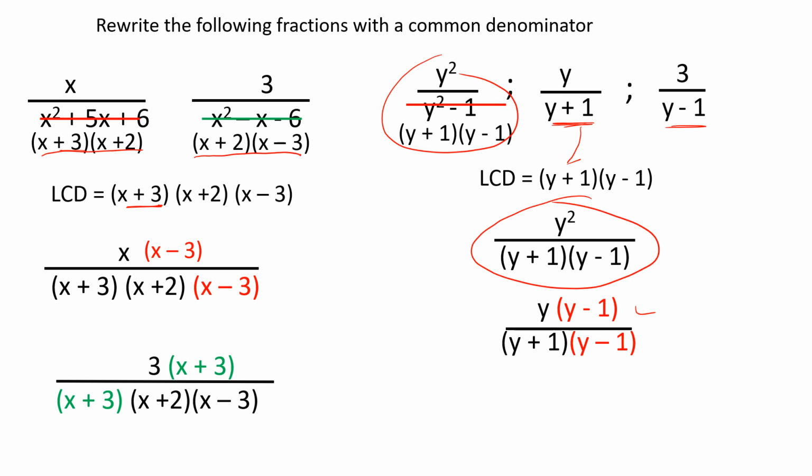And then let's take a look at the last fraction, the 3 over y minus 1. Well, here they have the y minus 1, so what is missing is the y plus 1, so that's why they have multiplied this by y plus 1 over y plus 1. So those 3 fractions now have common denominators. Nothing has changed in them. And so that's all you're doing in this section, is they're just giving you some fractions and they're asking you to find a common denominator. And that's it.